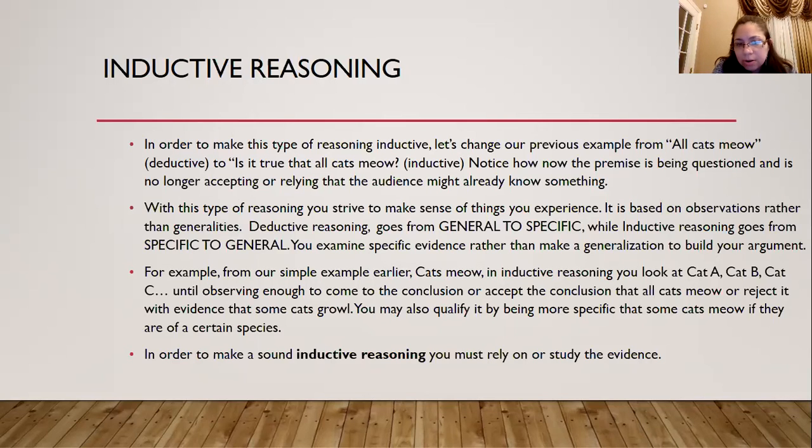For example, let's look at our cats example. In inductive reasoning, you look at cat A, cat B, cat C, and you continue looking at different samples, different cats, until you've seen enough. And from that, you come to the conclusion, okay, most of them meow, therefore most cats meow. So you keep observing until you have enough to accept the conclusion that all cats meow, or reject it with evidence that some cats growl, some purr, some scratch. That's not a sound, but still, you may also qualify it by being more specific, that some cats meow if they are a certain species. So that's a little bit more specific, right?